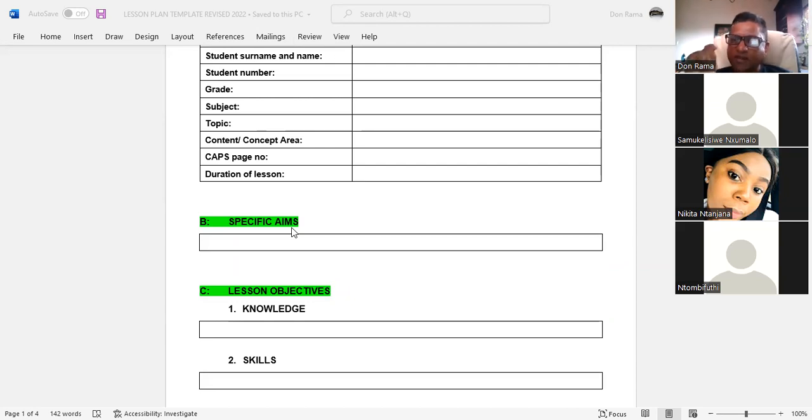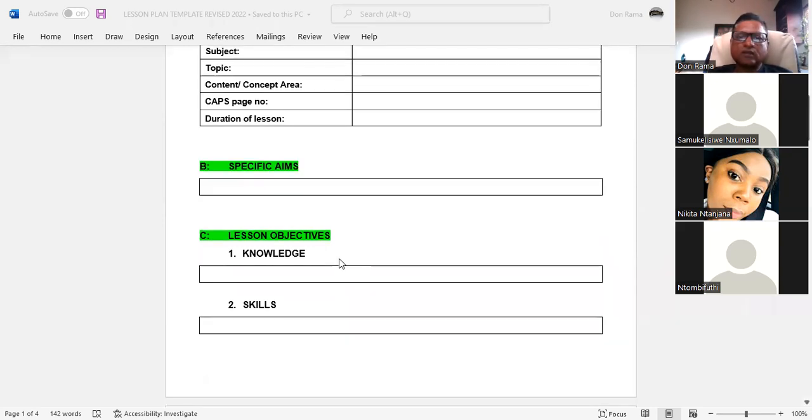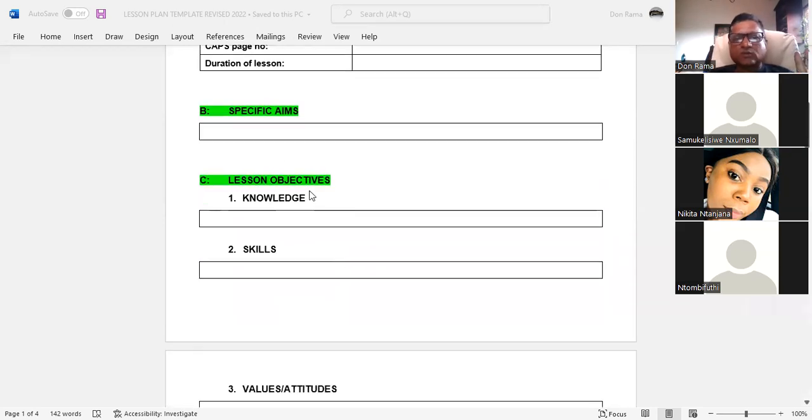You just got to choose one specific aim that is related to your topic. Now, the next heading, which is important, is called lesson objectives. Now, what are these lesson objectives? Objectives are when you teach this lesson, what do you aim to achieve at the end of the lesson? So why are we teaching this lesson?